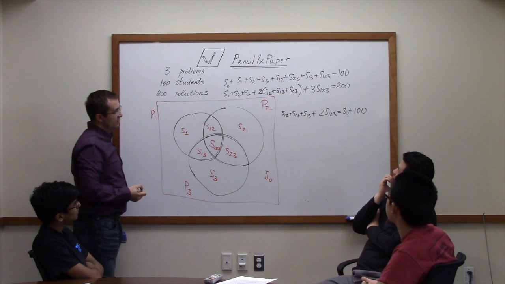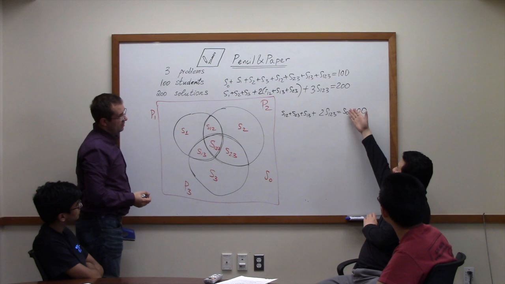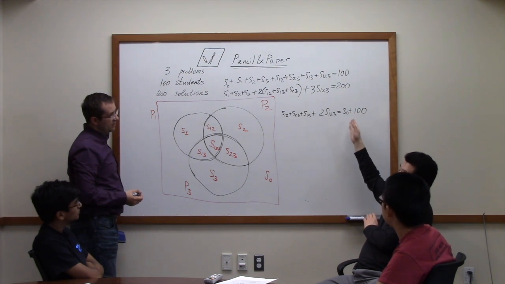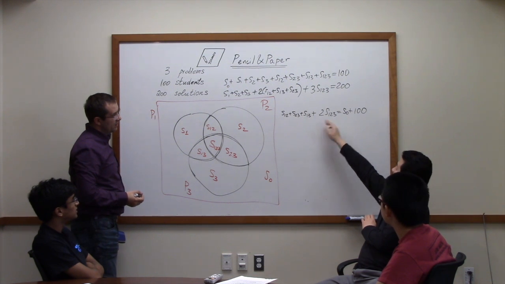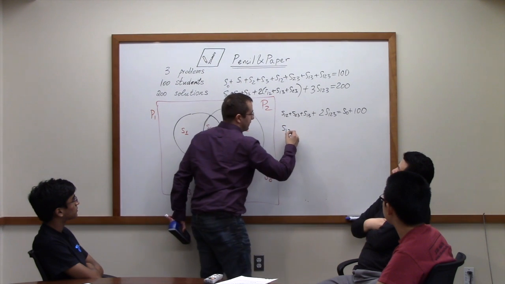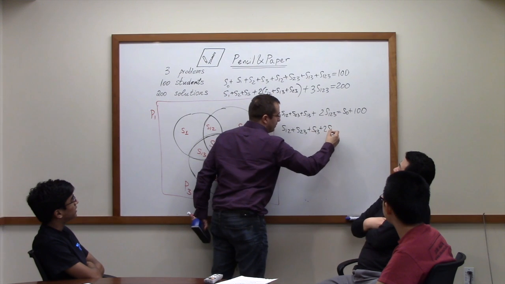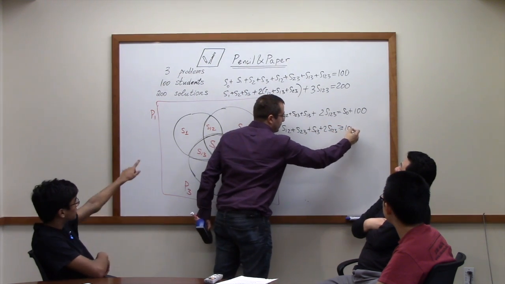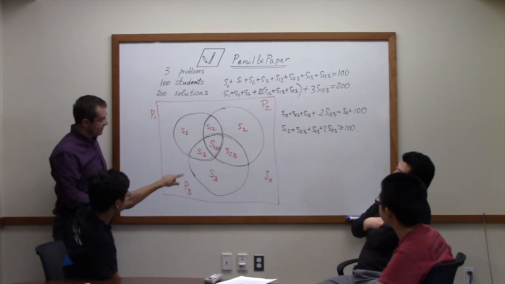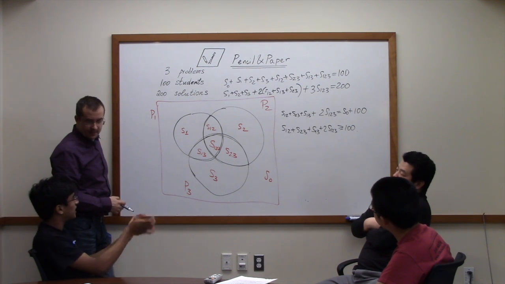So that's at least 100, because now we should assume S0 is 0. We want to prove something is more, so we can just write this as greater or equal to 100. And since we're looking at those 3 regions, which is not just S12, S13, and S23 but also includes S123, we can group them together and add an extra.